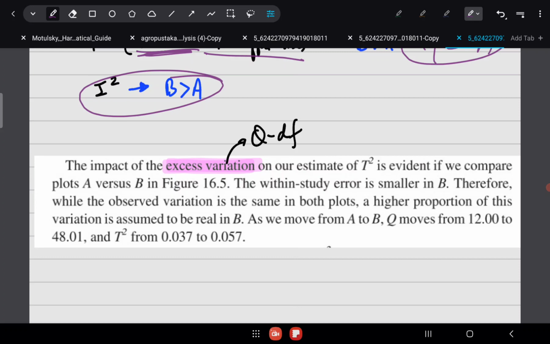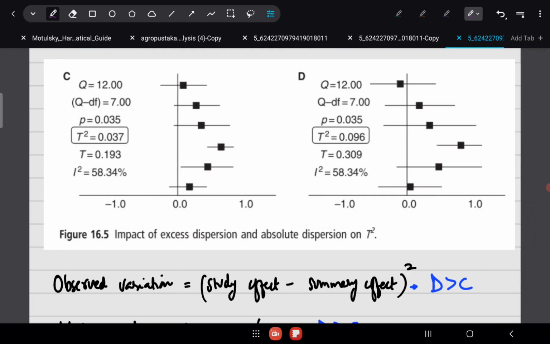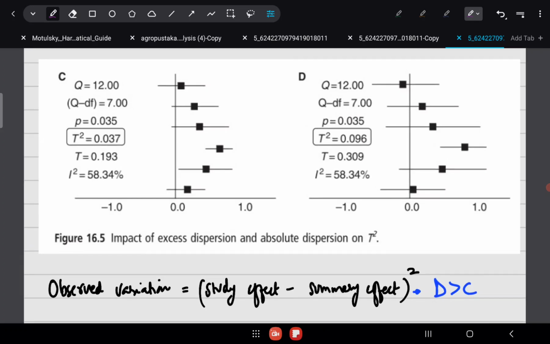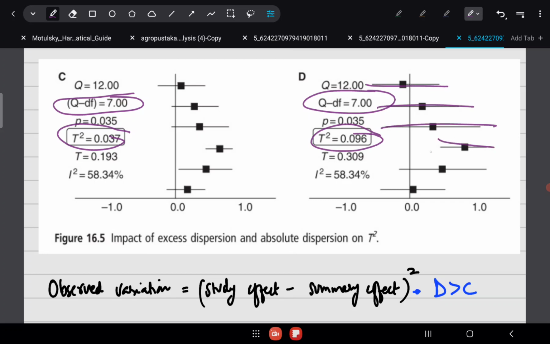This is the first thing it depends on. Now the second thing it depends on is the absolute scale. In this example you will see the excess dispersion is the same. See, this Q minus DF, or the numerator, is the same. Q minus DF is the excess dispersion. It is the same for C and D. So do you expect the T square to be the same for C and D? The answer is no. T square is still more for D than for C. Why is this? The reason is the scale of D itself is more. Can you see the total amount of variance itself? It is more, right? You can see that for D there is more variance overall. So because there is more variance overall, T square will be more for D.